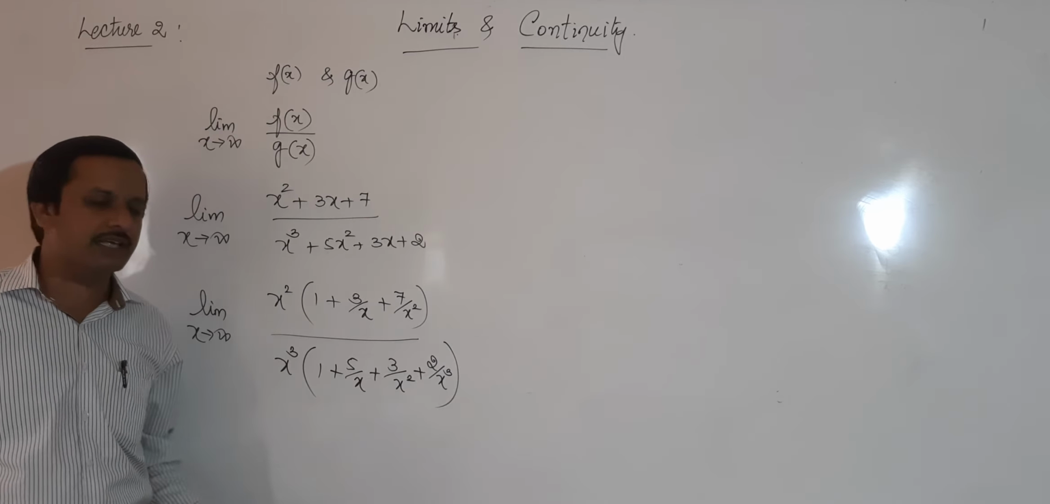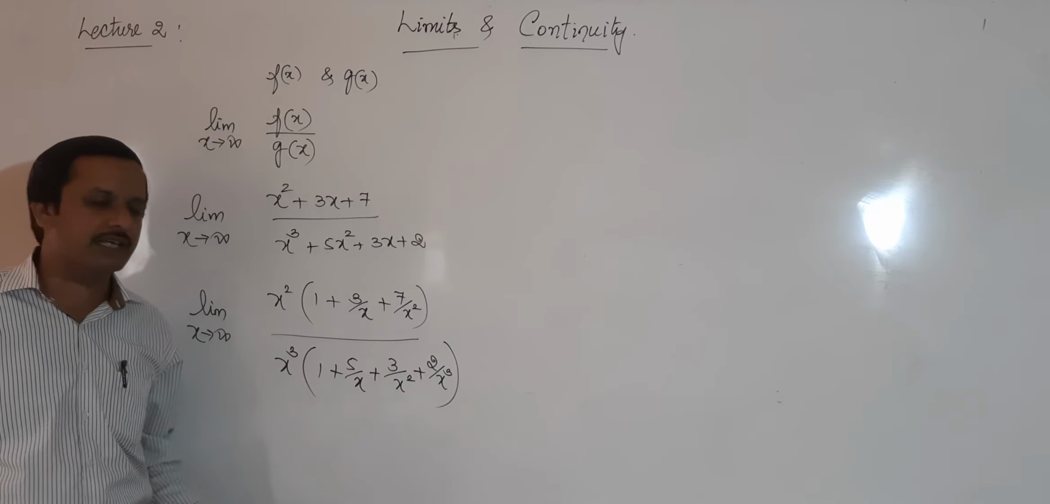Or if you have any confusion, bring this x cube inside. Just check whether you are getting back to this or not. If yes, then you are right. X cube plus x cube into 5 by x will give you 5x square. X cube into 3 by x square will give you 3x. X cube into 2 by x cube, x cube gets cancelled, we will get back to it.